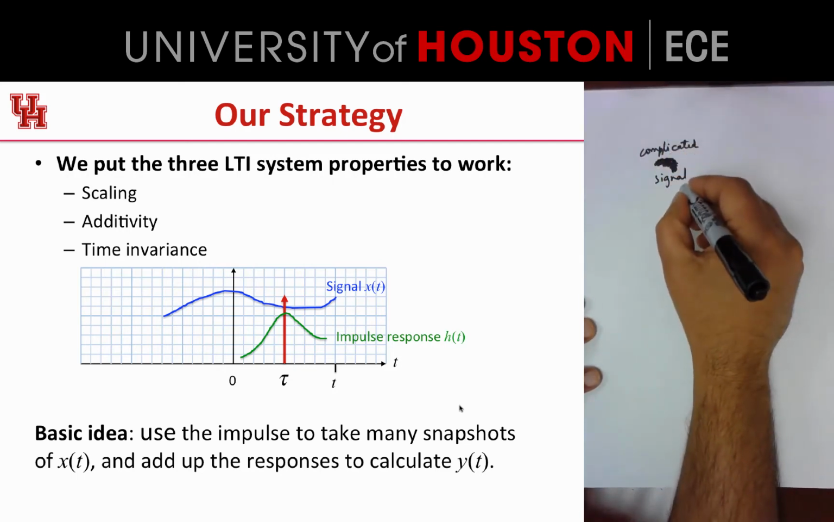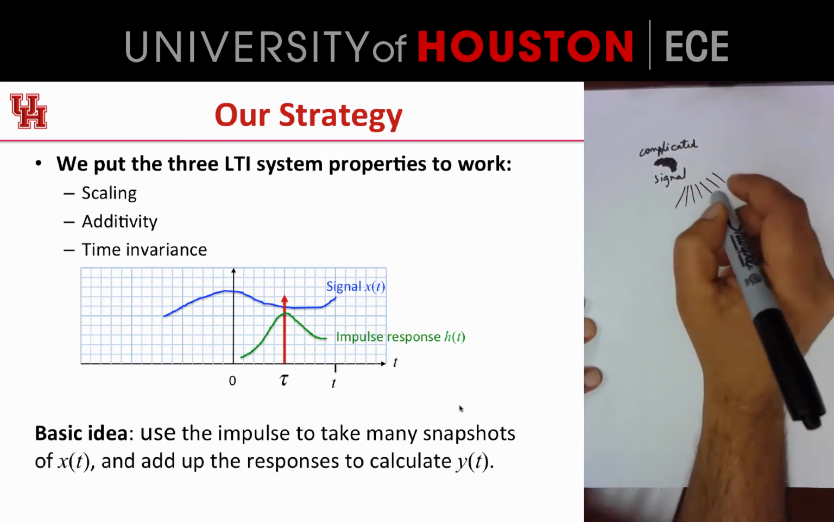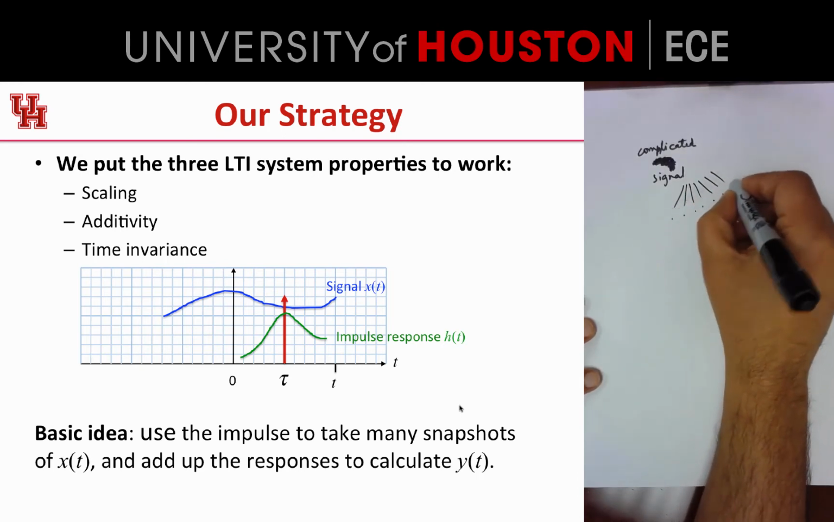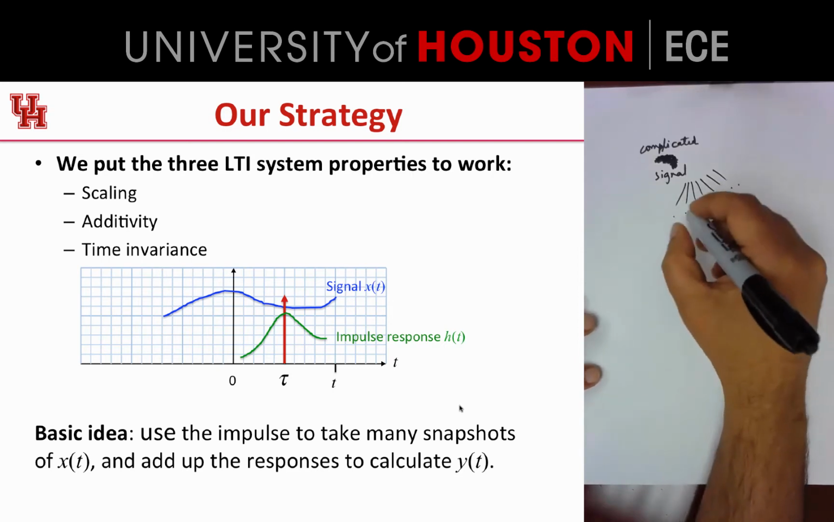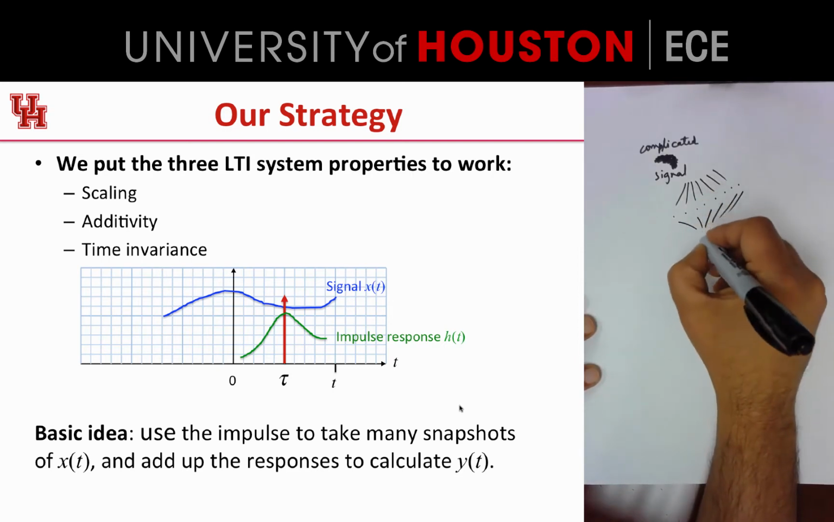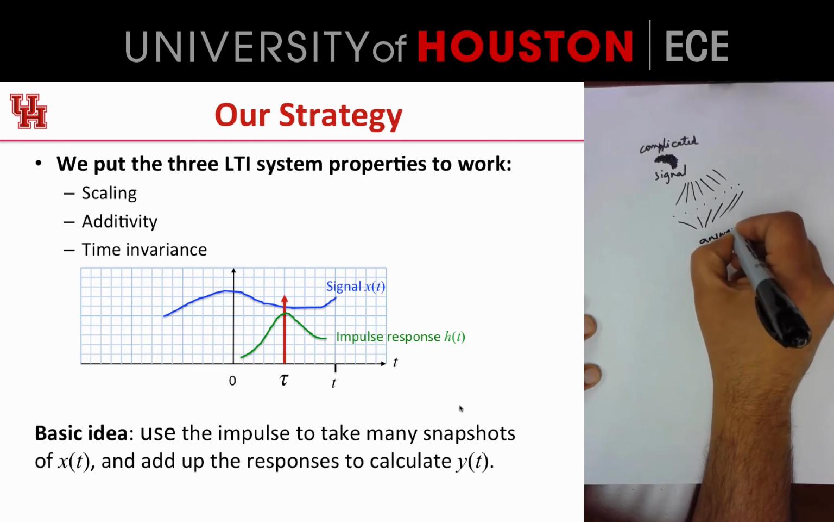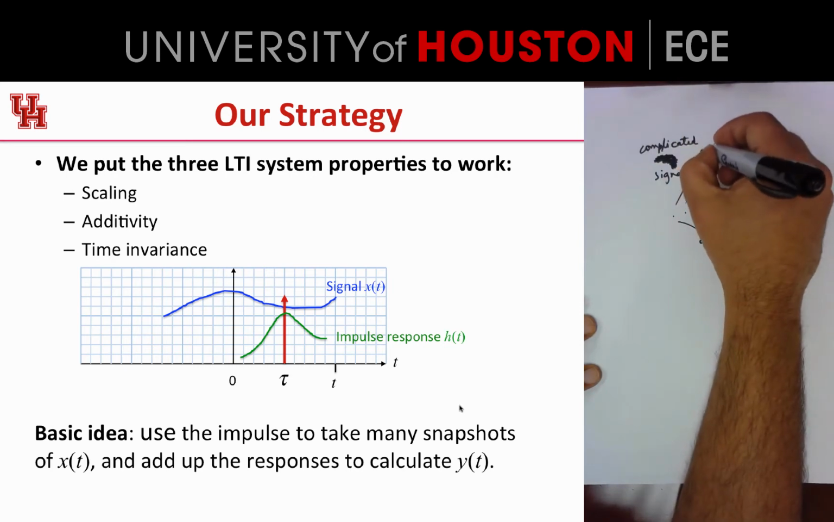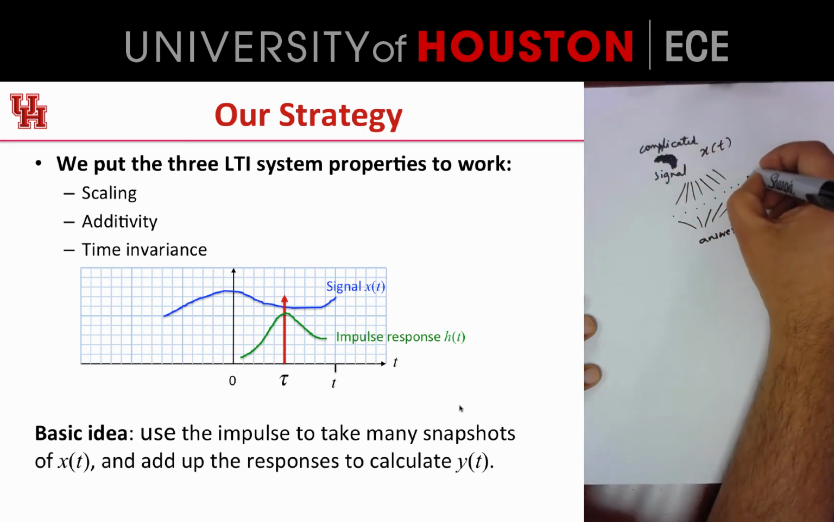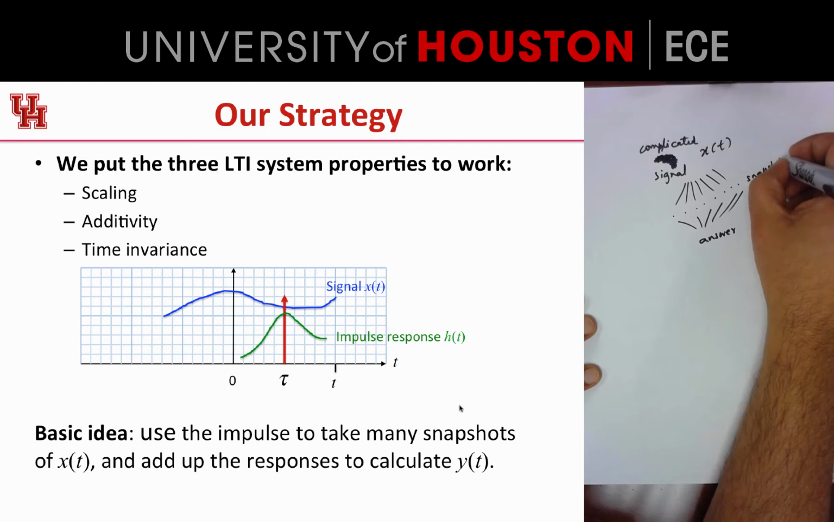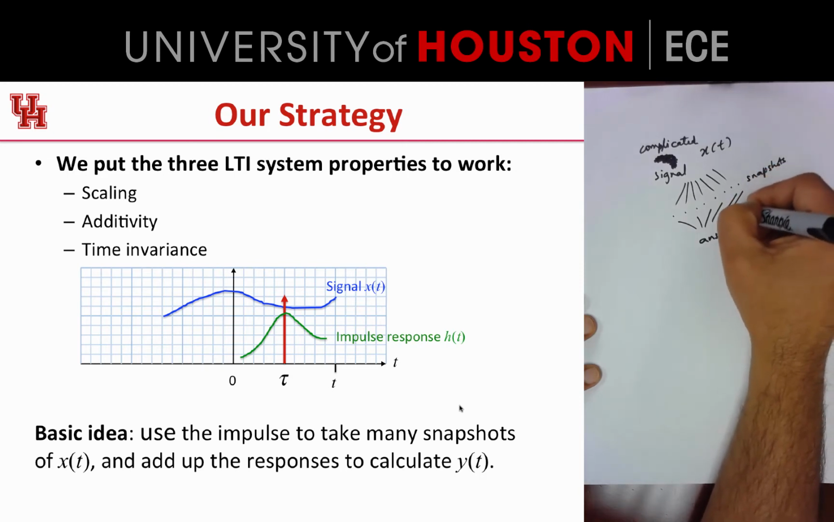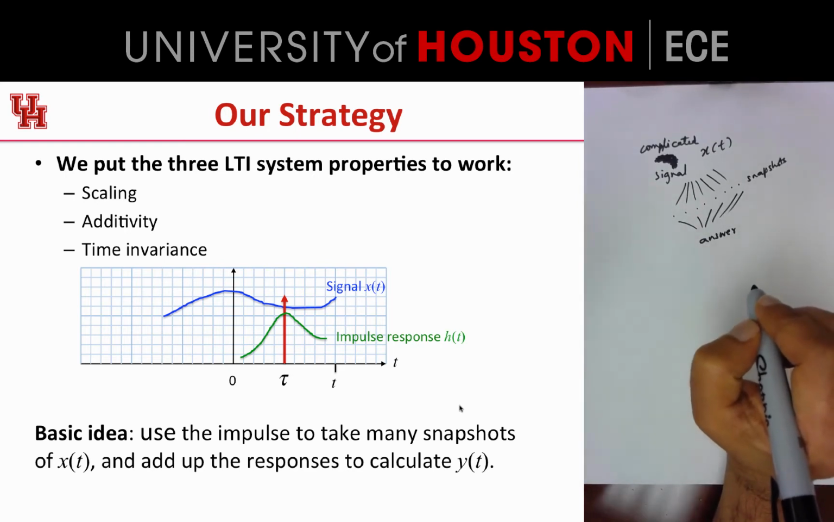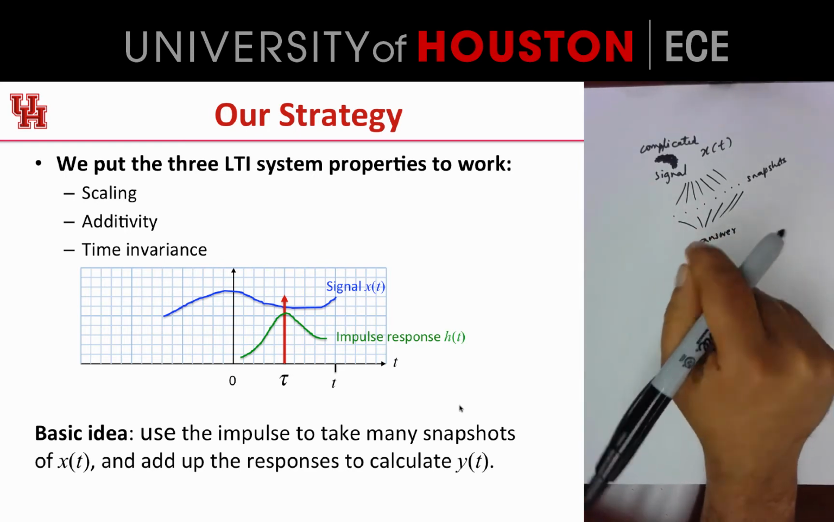Given a complicated signal, I want to be able to break it down into smaller parts, each of which is easy to work with. We can figure out what each does, and then we put together the final answer by combining the responses due to all of these little parts. So if I take a complicated signal x of t, I can take a series of snapshots, find the response due to the snapshots, and add them all together to get the answer. This is the grand old idea that we're going to be using over and over again.